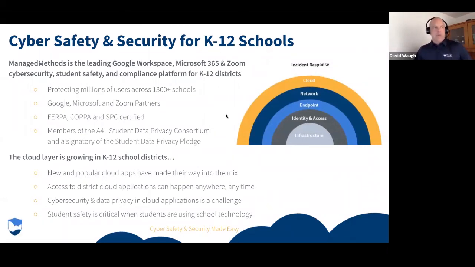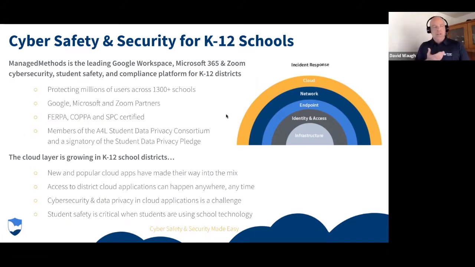More cloud apps have worked their way into the system, especially in the past year under the pandemic, whether they've been approved and vetted by the district or not. Cloud applications now can be accessed pretty much from anywhere and any device, and making sure that you have cybersecurity and data privacy, monitoring and visibility and control and regulations on that is very, very important.